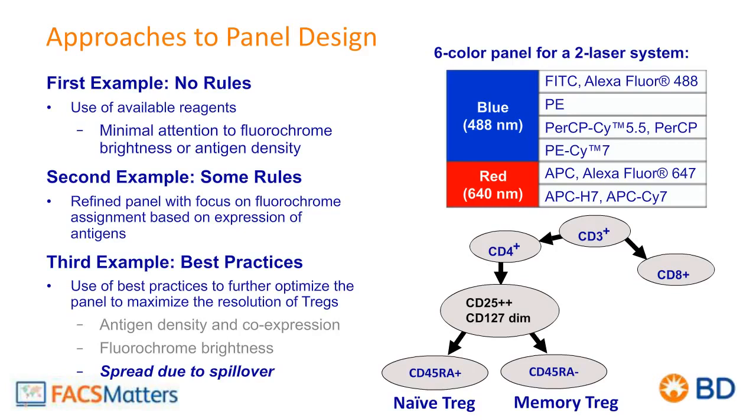So we talk about three different levels. The first one is what we call the no rules, or I get the reagents from the refrigerator. Basically, you use whatever reagents, so you aren't paying attention to fluorochrome brightness or antigen density. The second set is what I see when people teach panel design: they go to the second example and then they stop. But the second example is basically fairly logical: I want to put bright fluorochromes on dimly expressed antigens and dim fluorochromes on brightly expressed antigens.